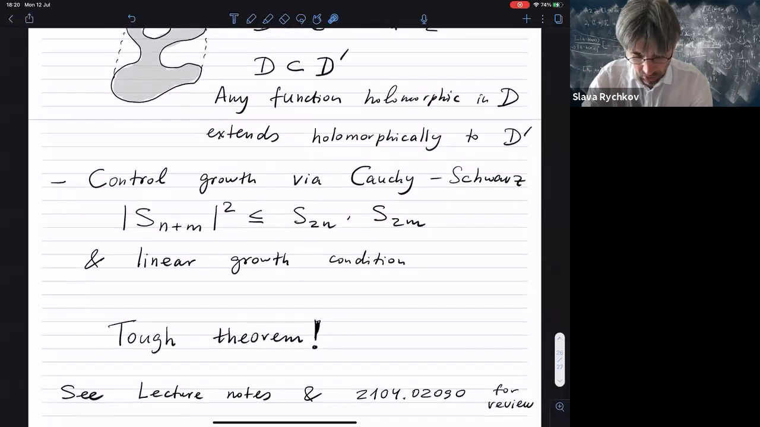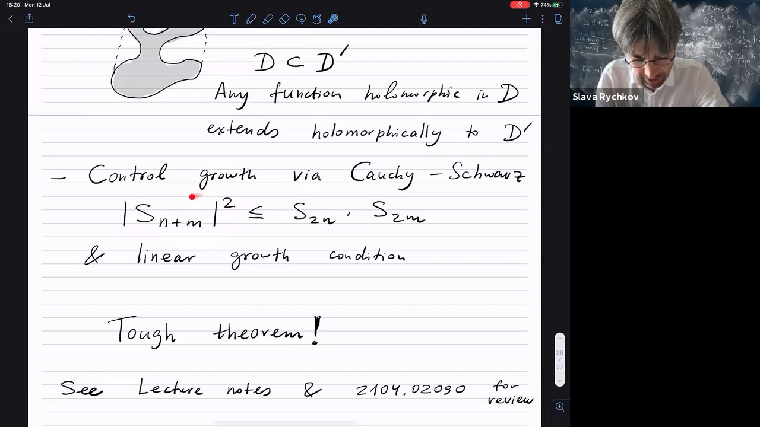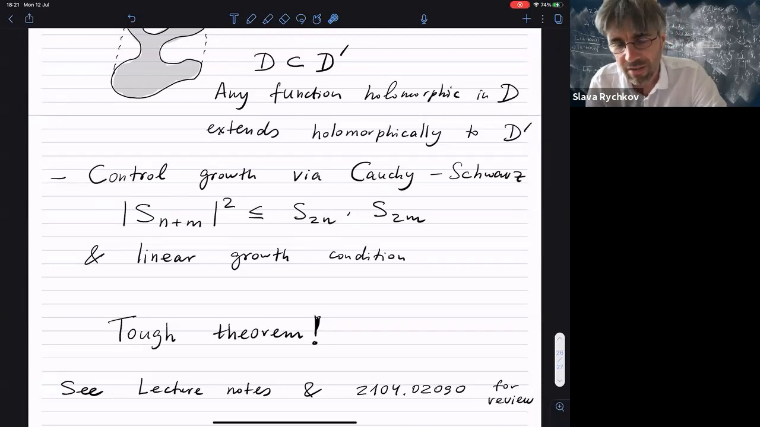But that's not all that you want to do, because you also want to control the growth of this analytic continuation, as I said. And this you do through this Cauchy-Schwarz inequality. So to show that the analytically continued, say, n plus m point function is not too large, you can bound it by 2n point function times 2m point function.